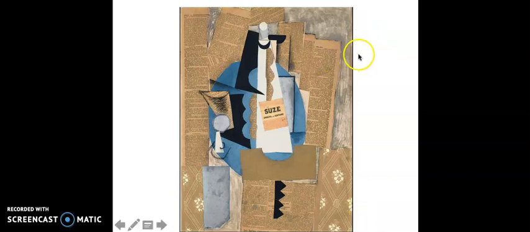This is a little bit of paint, but it's mostly made out of cut-up newspaper strips, cut-out forms, flat cut-out shapes, and some circular shapes and triangular shapes that evoke a bottle. And you know that because there's a label that says Suze, which is a mass-produced alcohol in France, and then bits of wallpaper as if evoking a setting. This is synthetic cubism, as it will be called, and it is absolutely a changed consciousness of art and life.